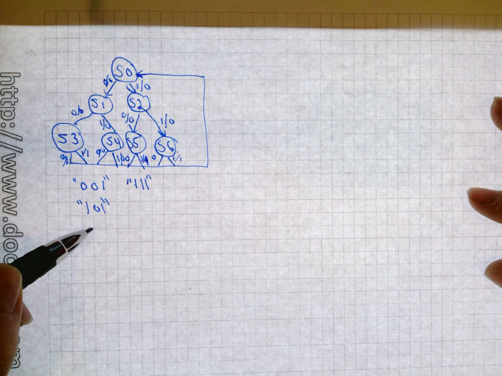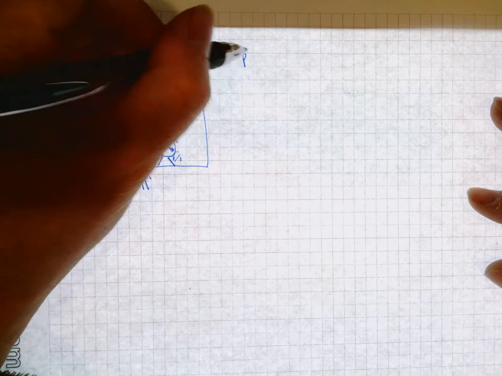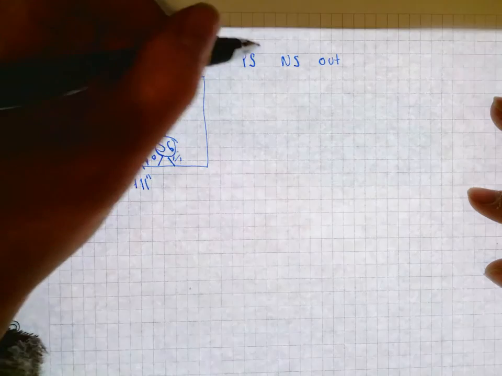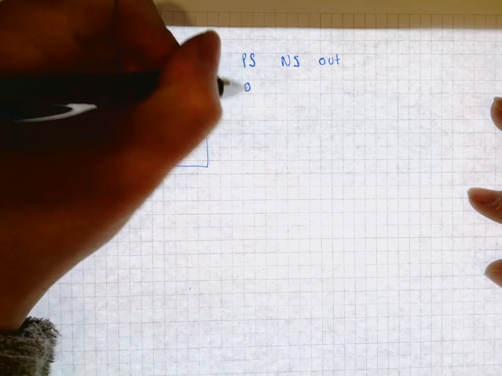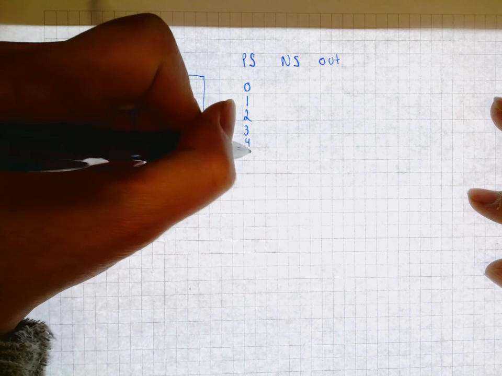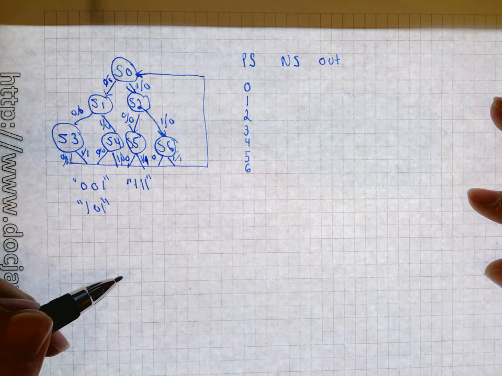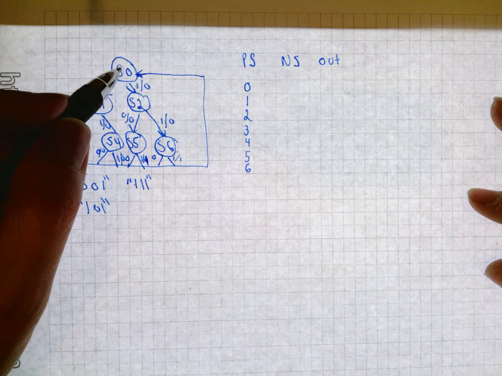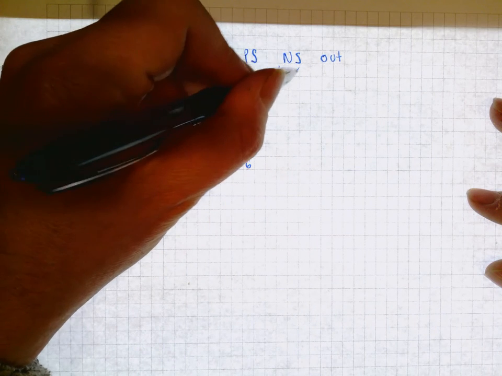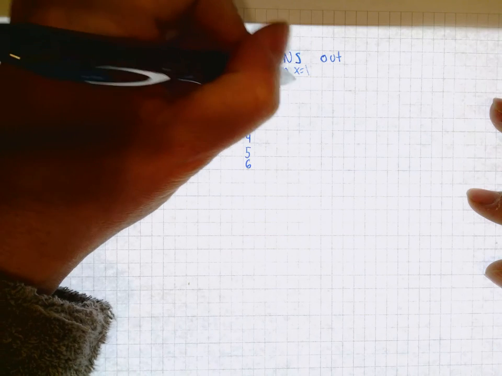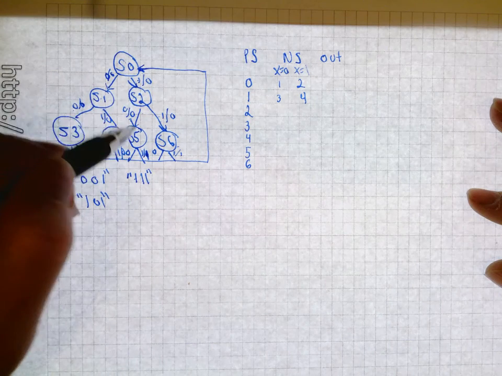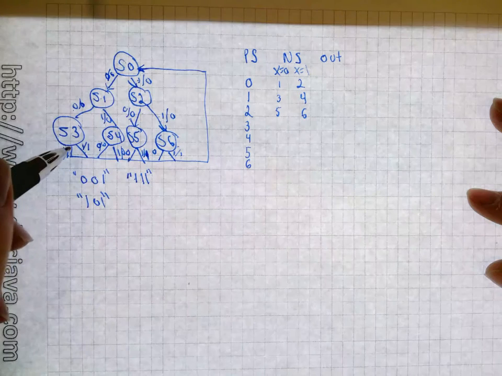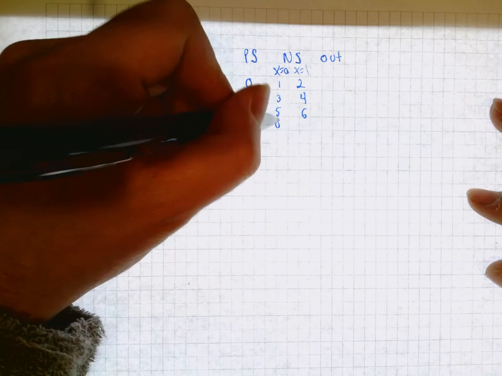What we can do is write a present state, next state diagram with an output. In the present state, we'll have states 0, 1, 2, 3, 4, 5, and 6. I could write an S in front of them, but that doesn't really add anything. For next states, if you are looking at x equal 0 or x equal 1, it'll be 1, 2, 3, 4. So if you're in state 1, it could be 3 or 4. If you're in state 2, it could be 5 or 6. If you're in state 3, the next state will be 0, no matter what.